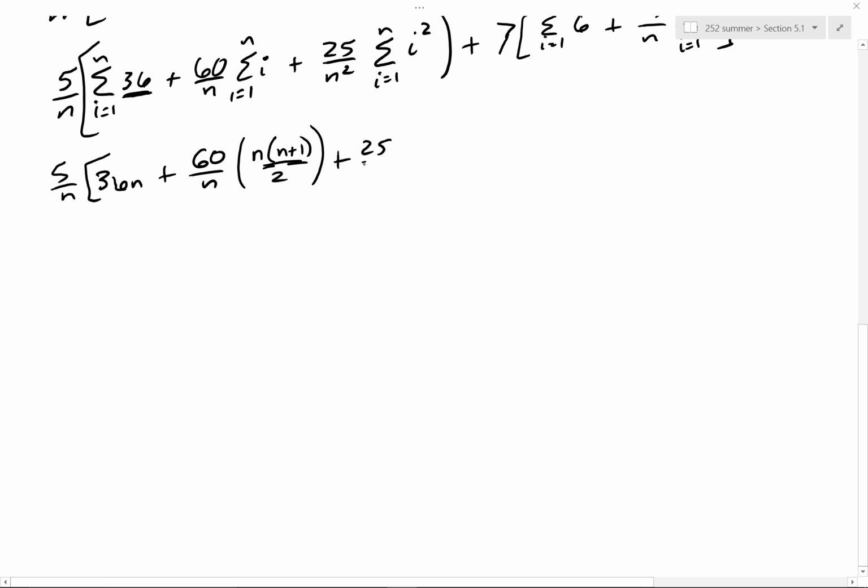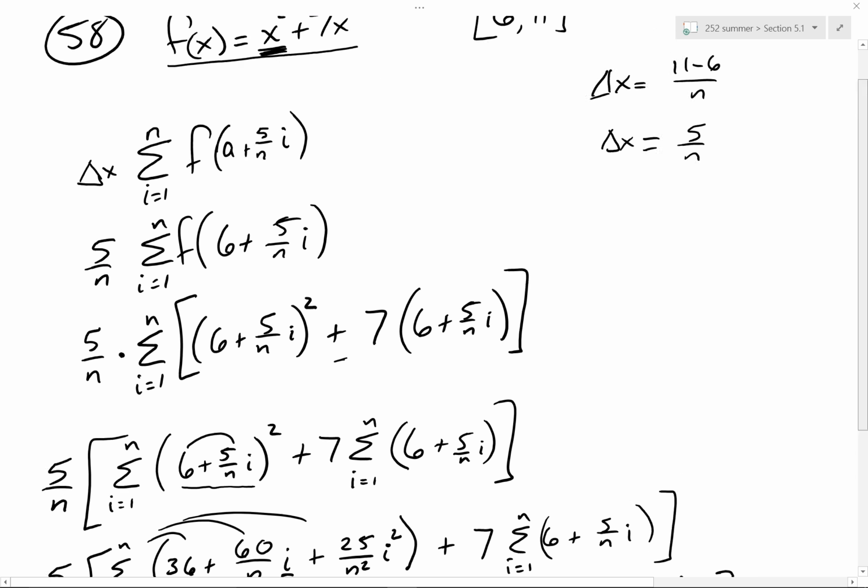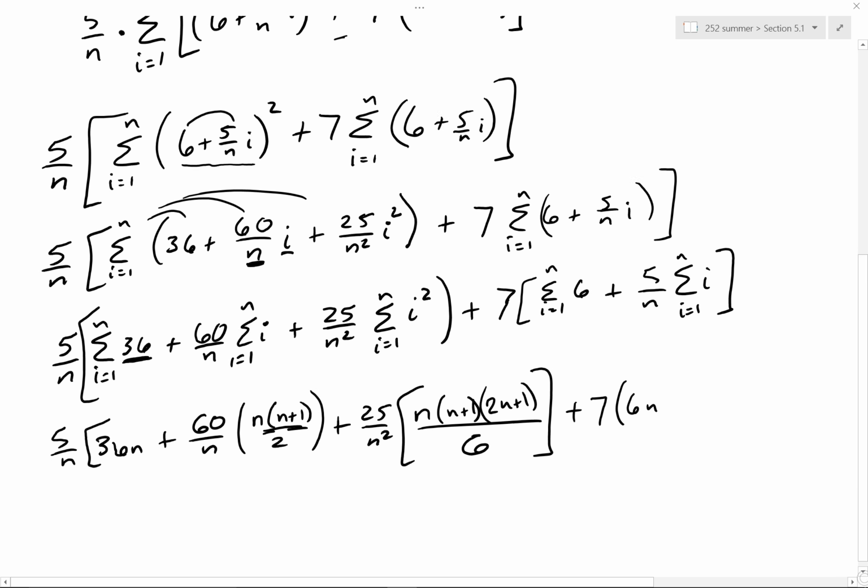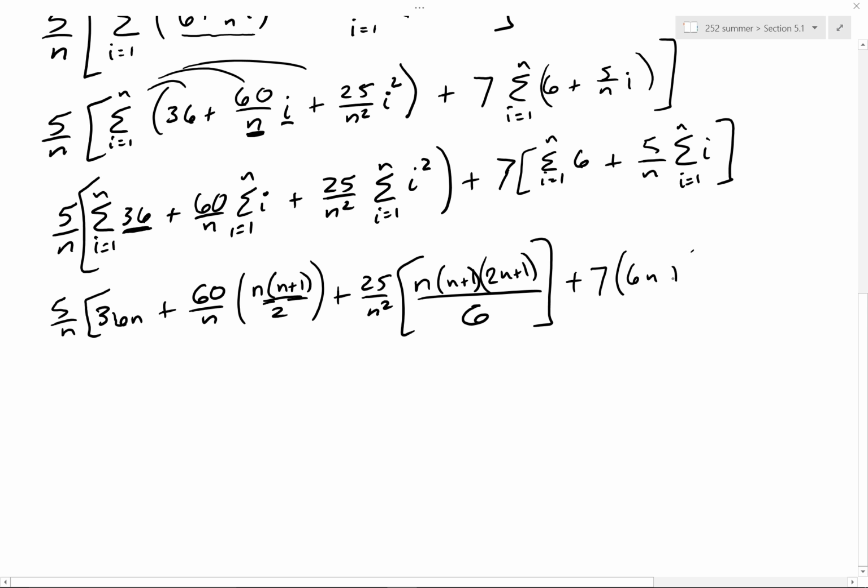And then this one is just 25 over n squared. And then the sum of a quadratic is n plus 1, 2n plus 1 over 6. And then here we're going to have plus. Now this is going to be 7 times, this is going to be 6n. That makes sense? And then plus 5 over n, and then of course it's n plus 1 divided by 2. Okay, that's cool. It's exciting.